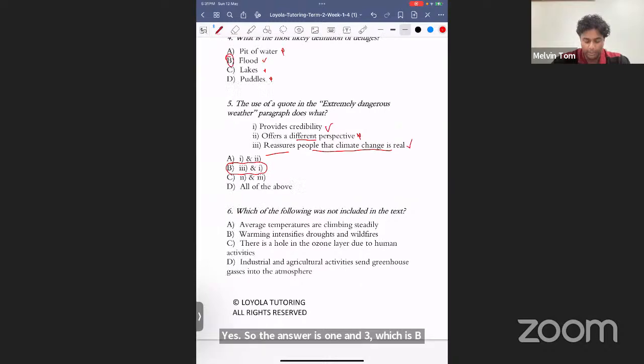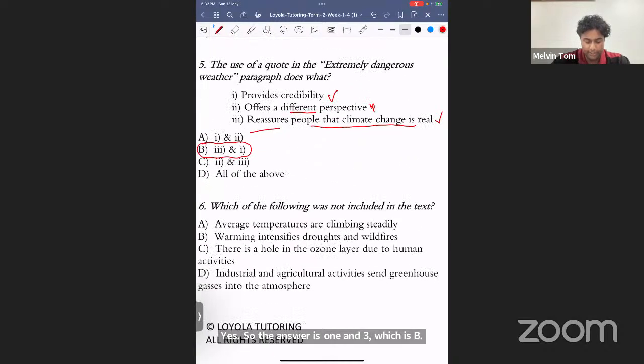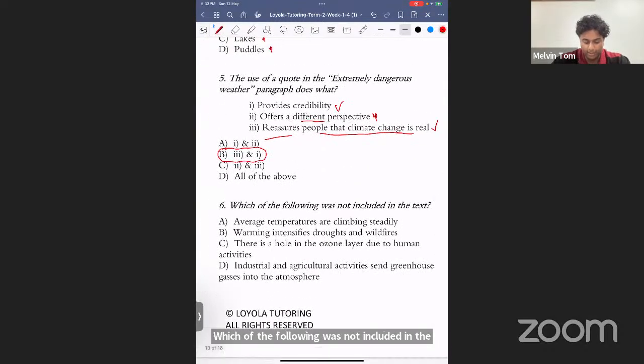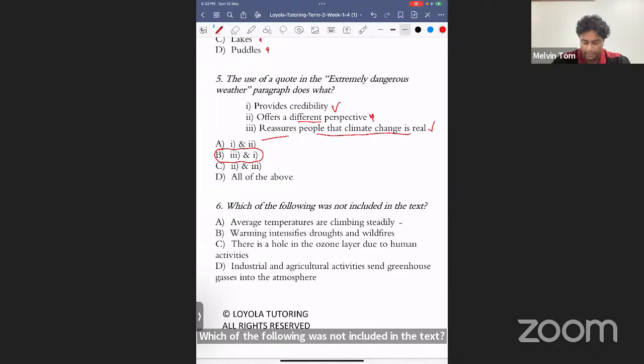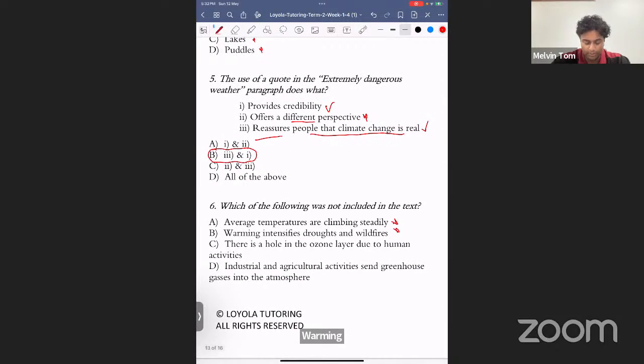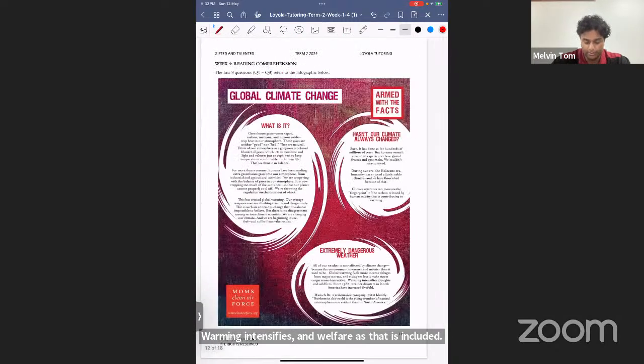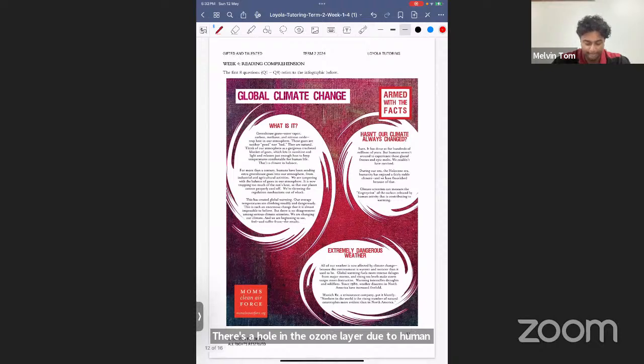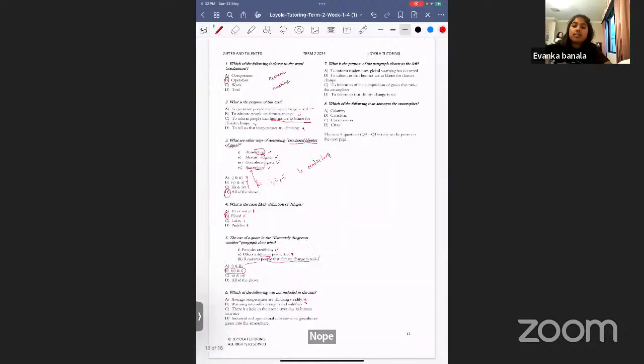Which of the following was not included in the text? Average temperatures are climbing steadily. That is included. Warming intensifies drought and wildfires, that is included. There's a hole in the ozone layer due to human activities. Is that included? Nope. So the answer is that one.